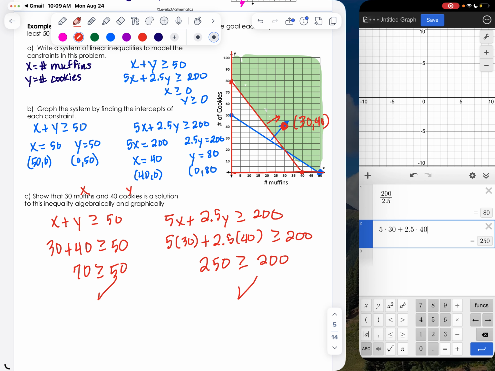So now we've proved graphically by looking at where the ordered pair fell on the graph, and we've proved it algebraically that it is a solution. So that concludes today's lesson, systems of equations in 2 variables.